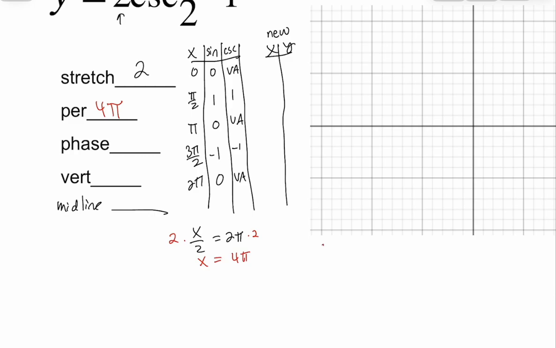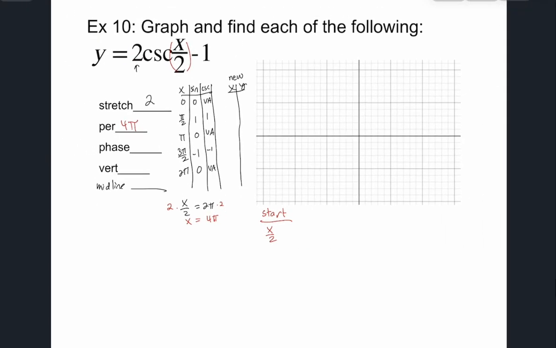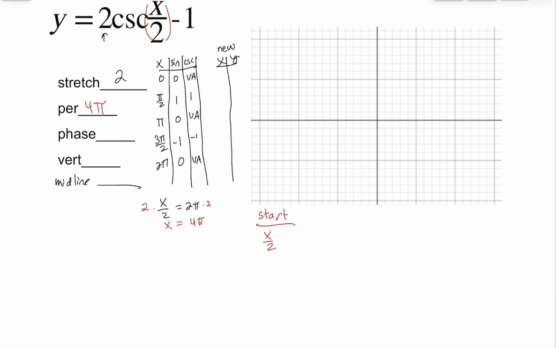The phase shift tells us the start of our graph. It's where our parenthesis, we don't really have a parenthesis. You could think of it as having a parenthesis right there. It's where x over 2 equals 0. And our ending is always where the parenthesis or the inside stuff equals 2 pi.